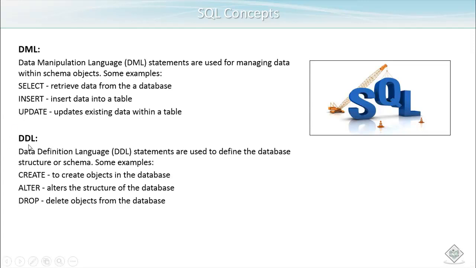Then we have the DDL, that is the data definition language. The data definition language is used to define the database structure or the schema. So everything we have to create in the database, that is through the DDL. The examples of the DDL are the create statement, alter statement and the drop statement. The create statement is used to create the objects in the database. The alter statement is to alter an existing object in the database, and then the drop statement is used to delete the objects from the database.